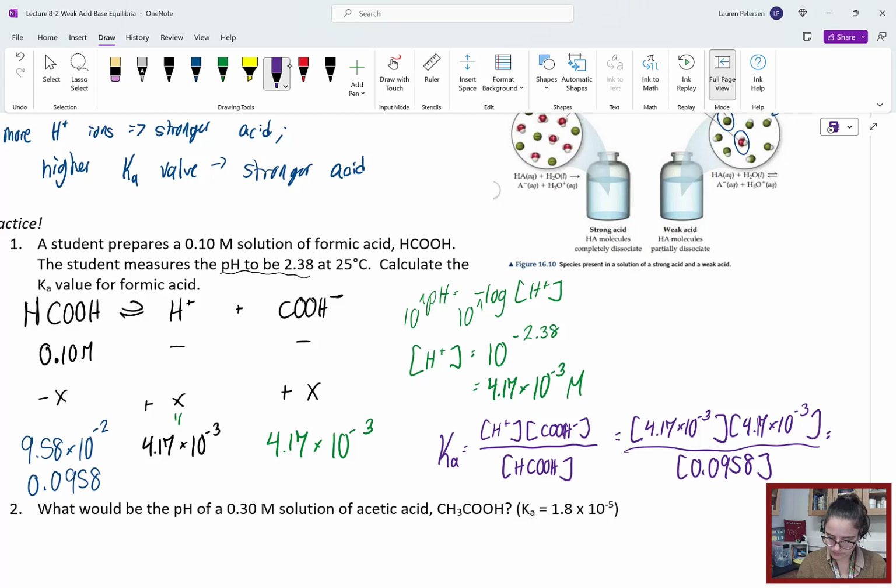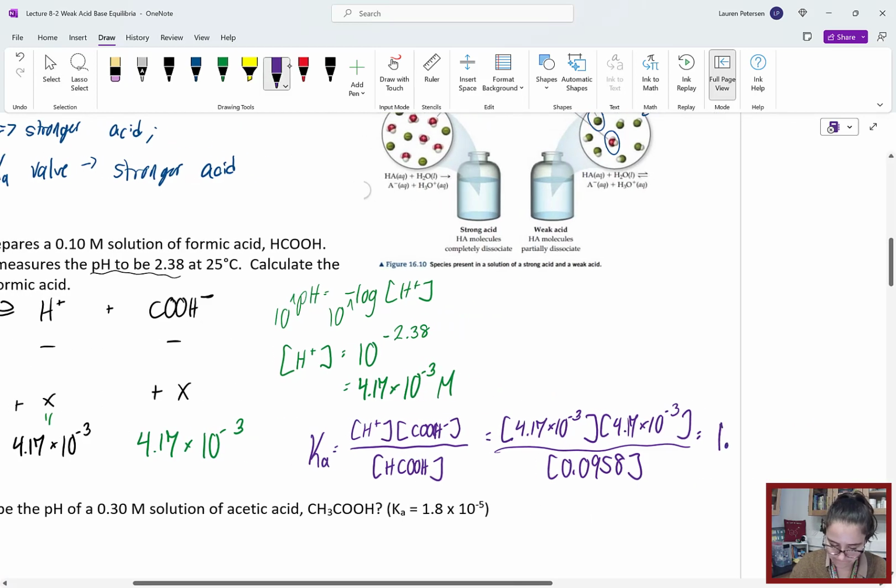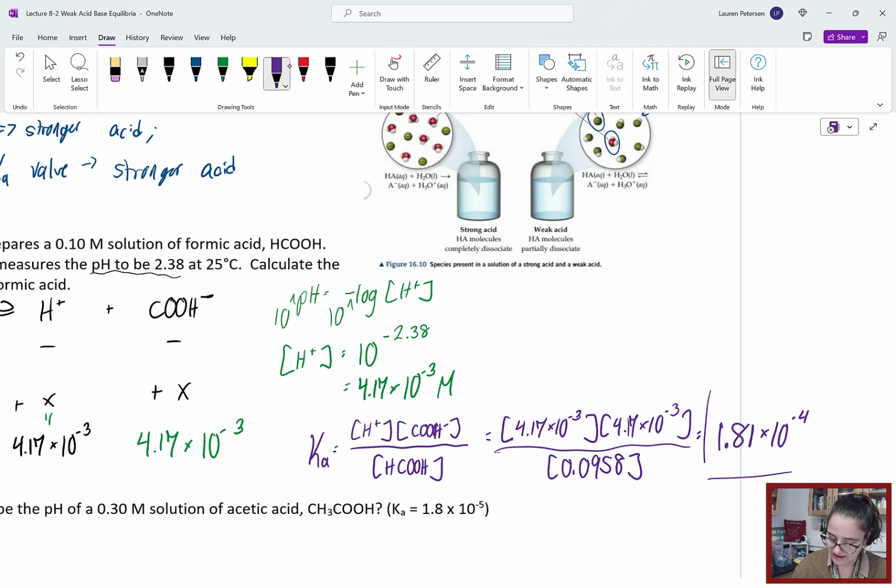4.17 times 10 to the negative 3 squared divided by 0.0958. And we get 1.814, so 1.8 times 10 to the negative 4. We'll go 1.81 times 10 to the negative 4 will be that Ka value for the formic acid. Okay, cool. Let's try another one.